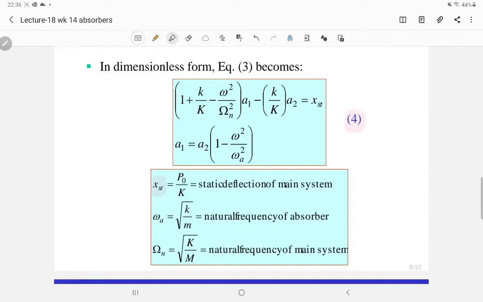X_ST is what we call the static deflection of the main system. Omega A is the natural frequency of the absorber, and capital Omega N is the natural frequency of the main system. Maybe later on, if you take a look at the list of equations, we are using slightly different notation, but it's okay as long as we understand the concept here.